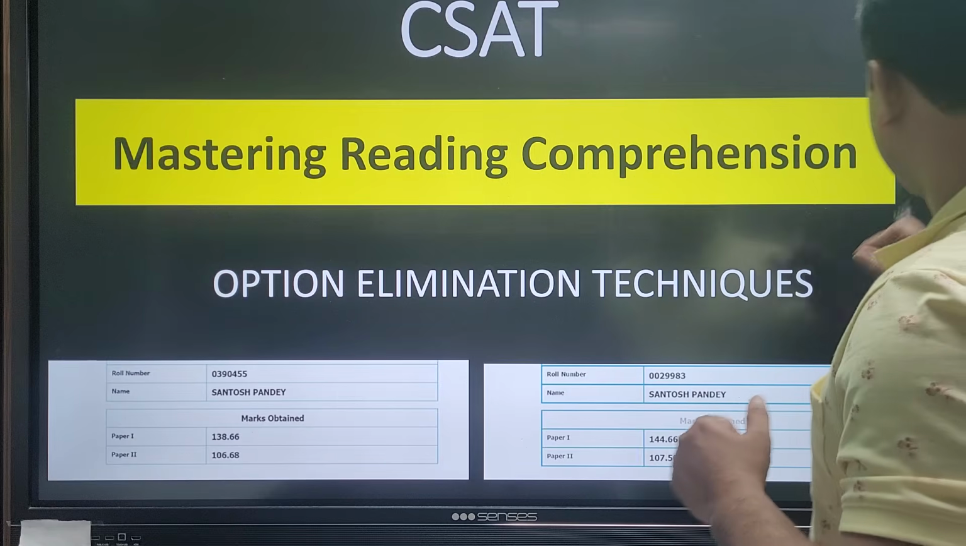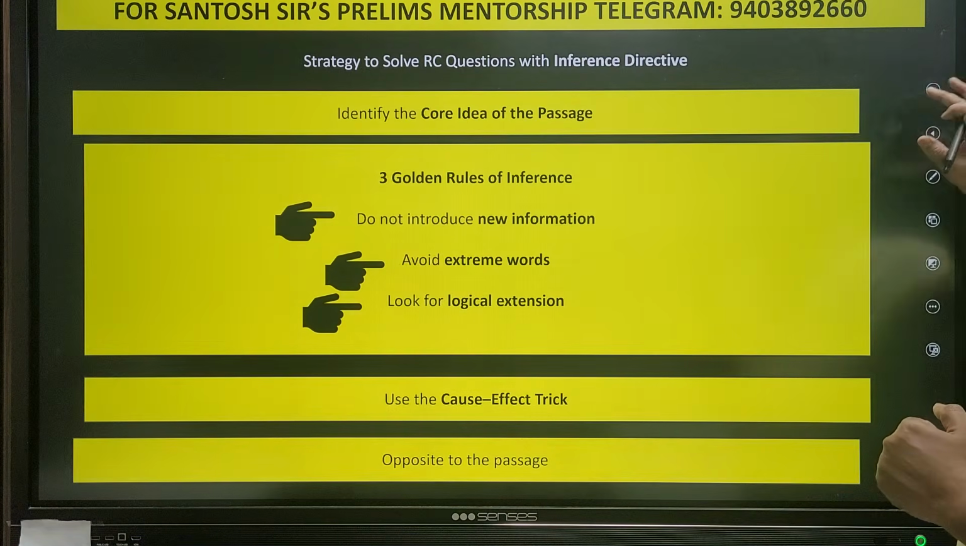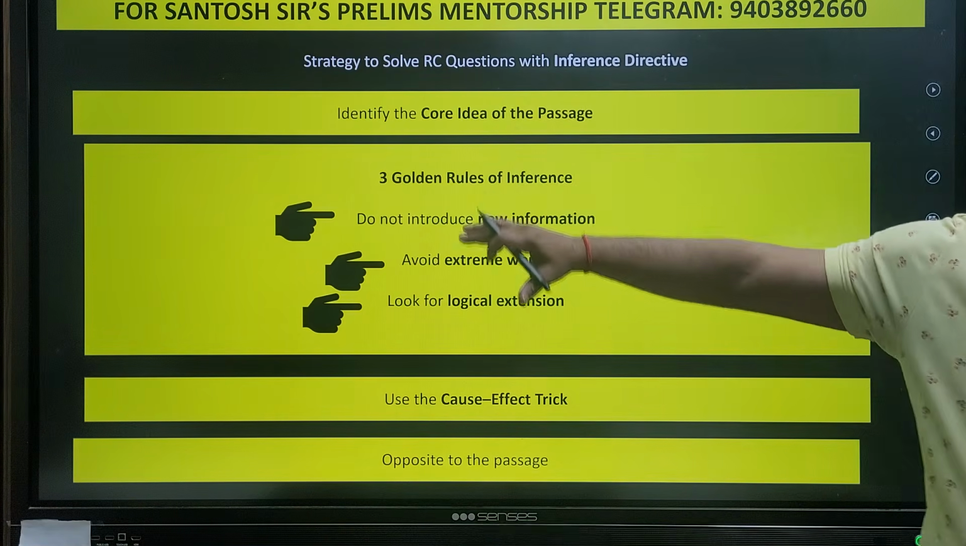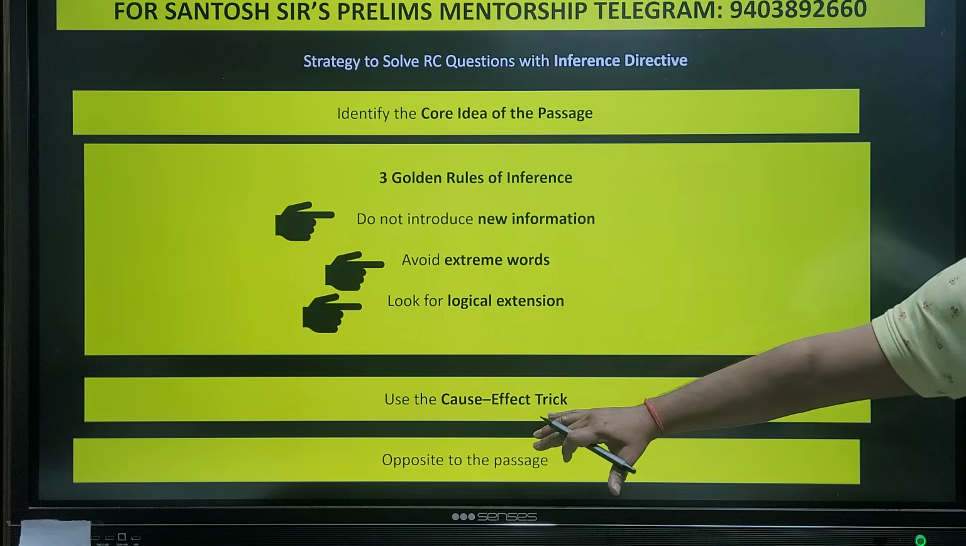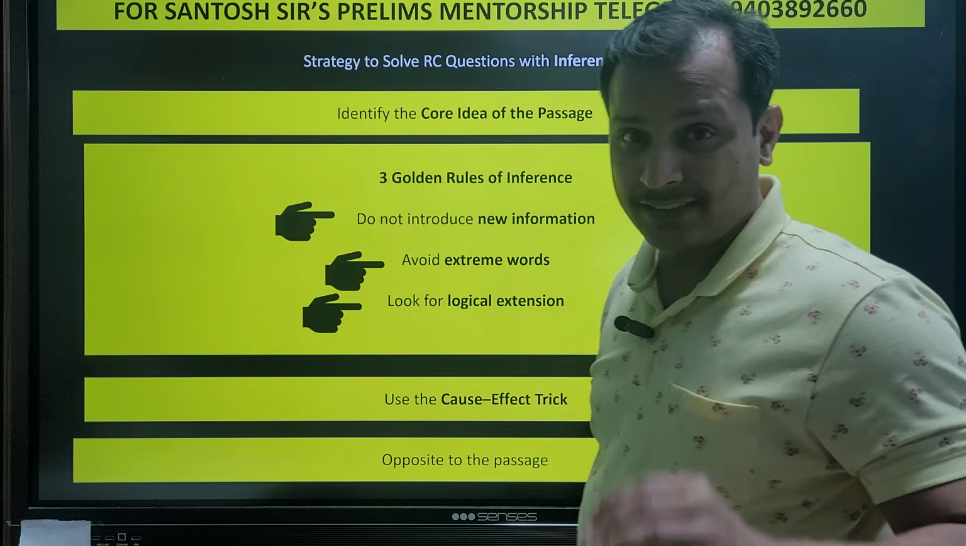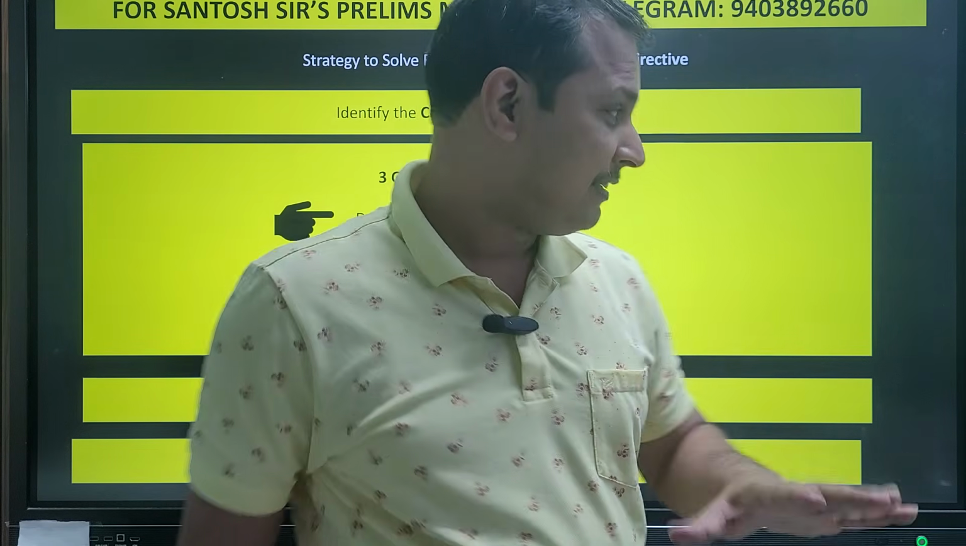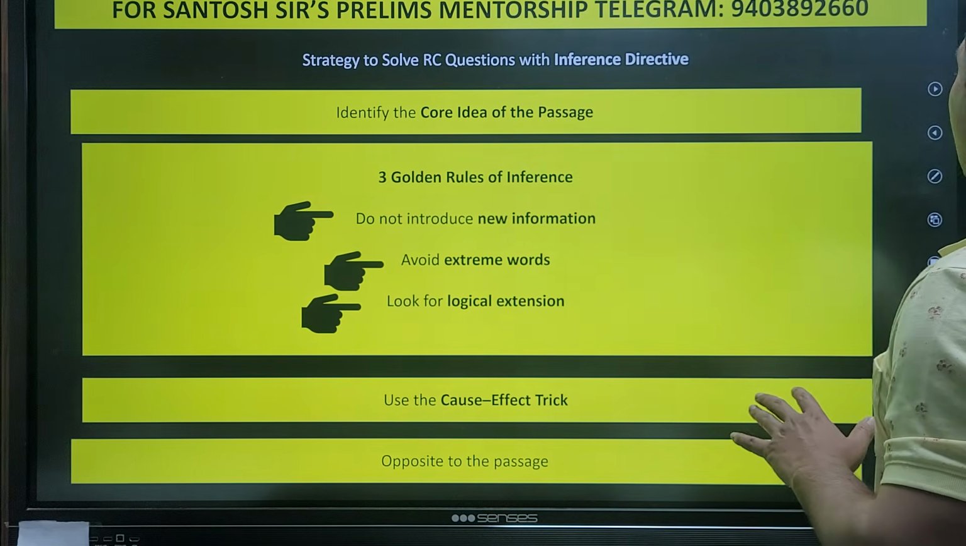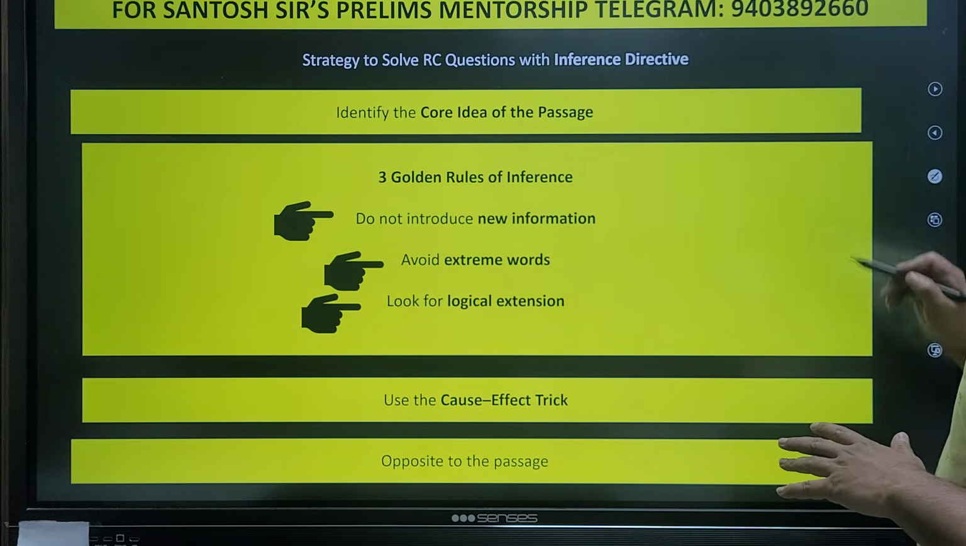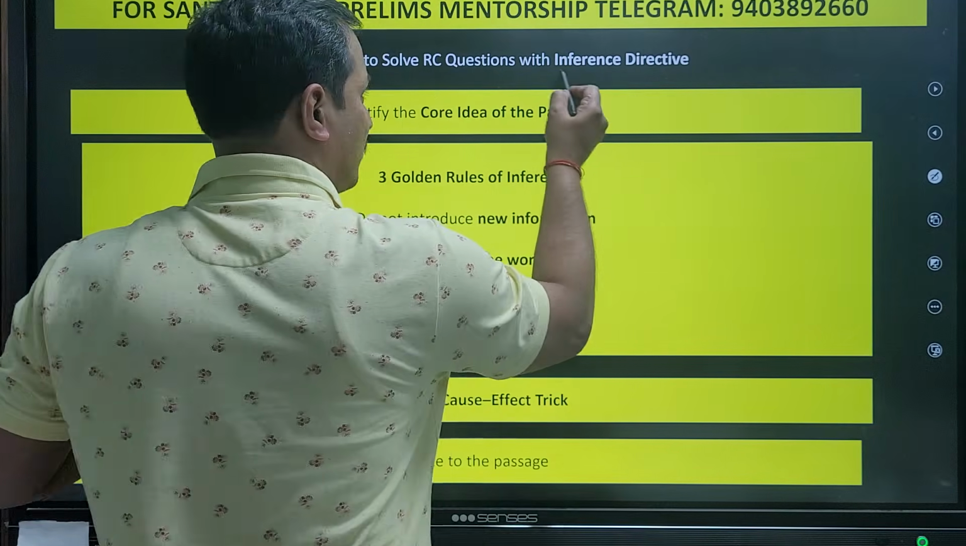Let us start. Guys, I have developed a process of eliminating options and getting the right answer without even reading the passage. Again, I'm telling you, if you properly apply this, in many questions you will get the answer without even reading the complete passage. Today I will be discussing the technique for inference questions.